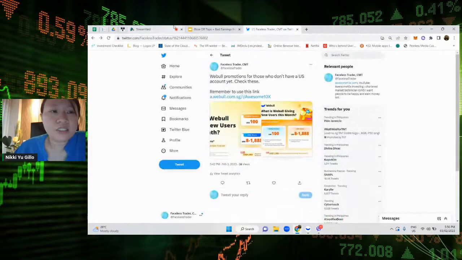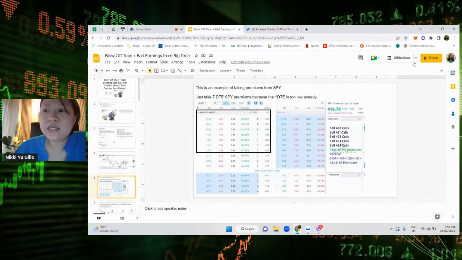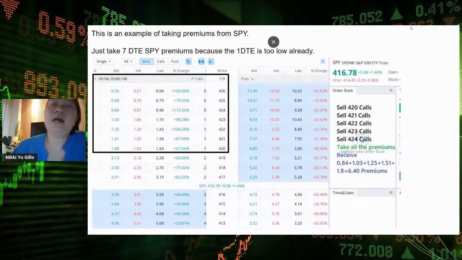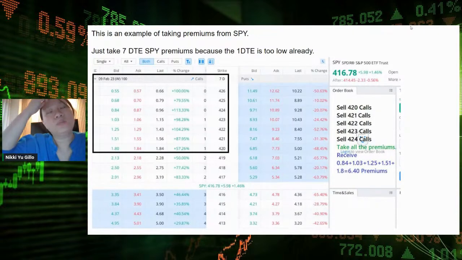Okay, so let's go ahead again to our class. What is the Webull platform? In the Webull platform, you can buy stocks and options for a very cheap zero commission. Yes, you got me right, zero commission. Or if it's not zero commission, I think it's very low fees, maybe 5 cents.